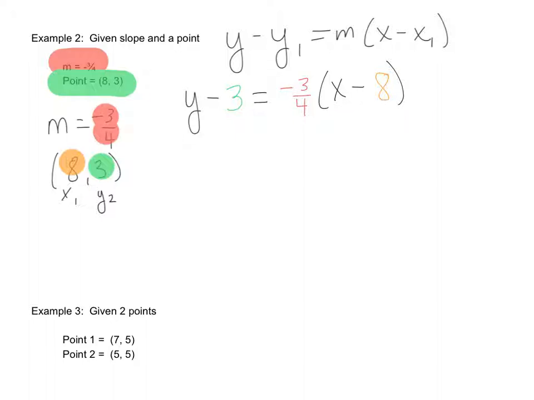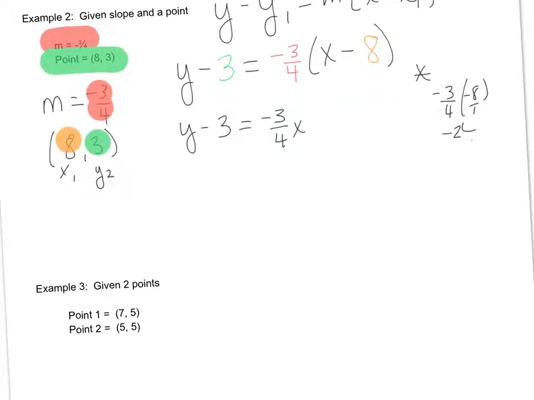So now I'm going to take that and put that into slope-intercept form, and we're going to just use distribution, and then we're going to get this y by itself here. So I'm going to simplify this, or I'm going to distribute. So y minus 3 isn't changing. I'm going to distribute that -3/4, so -3/4 x. And a little side note over here, -3/4 times 8. I'm going to make that 8 over 1. I'm sorry, -8, so that's -24.